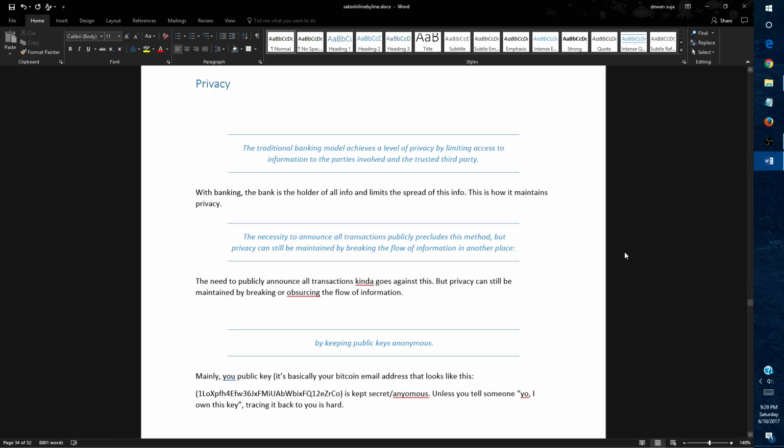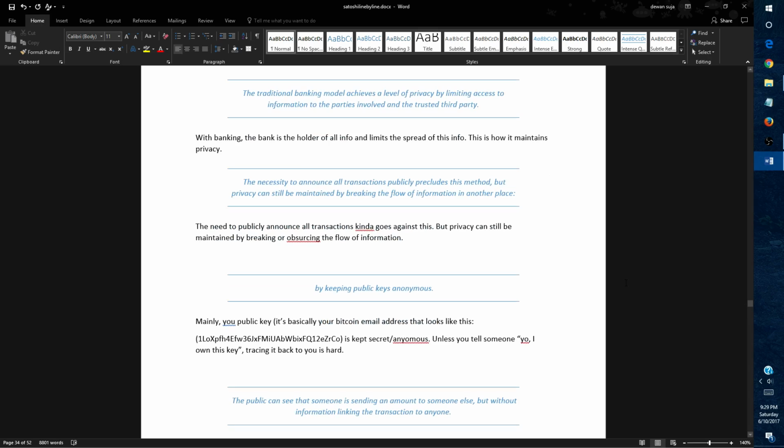Privacy. The traditional banking model achieves a level of privacy by limiting access to information to the parties involved and the trusted party. So with banking, the bank is the holder of all info and limits the spread of this info. This is how it maintains your privacy, and makes sure your privacy is maintained so you don't get ripped off. The necessity to announce all transactions publicly precludes this method, but privacy can still be maintained by breaking the flow of information in another place.